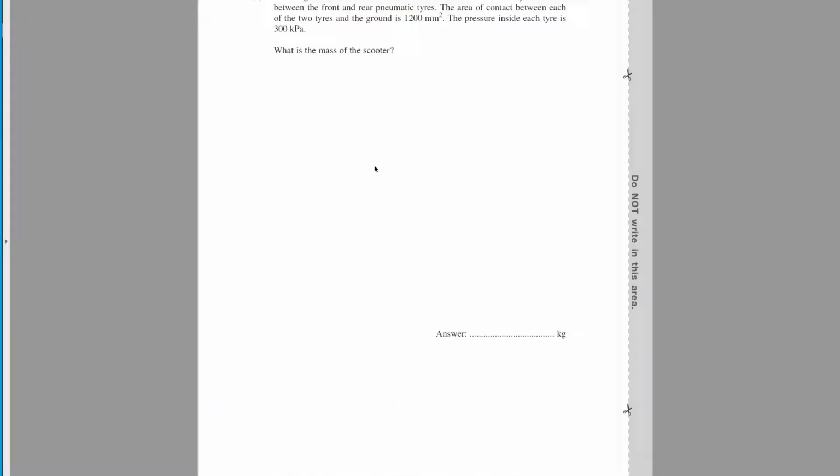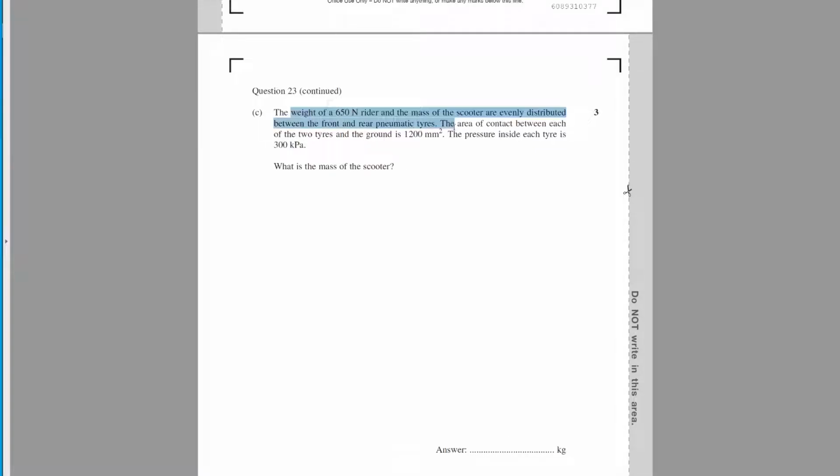It looks like I skipped a question, so I'll come back. This is an interesting question. I haven't really seen a question like this before, and you can put all the pieces together and it just works. I watched a kids documentary where they said they could calculate the weight of a car by measuring the area of the tires in contact with the ground and the tire pressure. The area of contact for each of the 2 tires is 1,200 millimeters squared, and the tire pressure is 300 kilopascals. We've got the weight of a rider. Let's figure out the mass of the scooter.